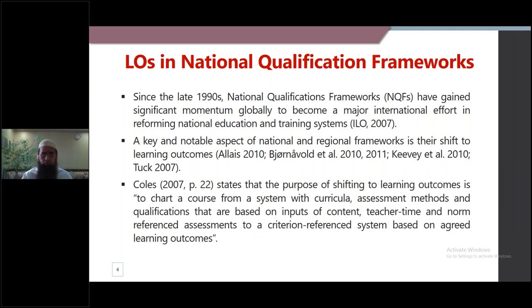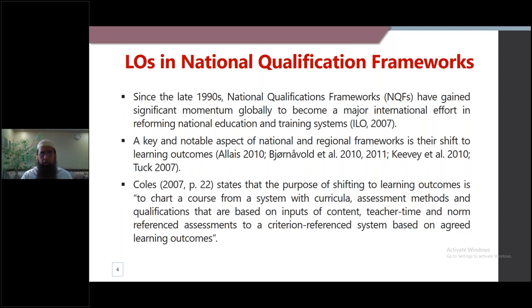National qualification frameworks form a very integral part of national qualification systems, and all of them are learning outcomes based. Especially since the 1990s, we see a huge shift. The purpose of that is so that we could go to a criterion-referenced system based on agreed learning outcomes. Those are the quality standards.